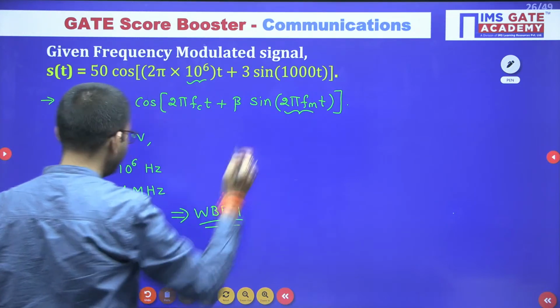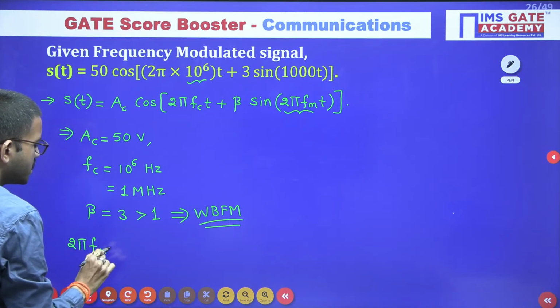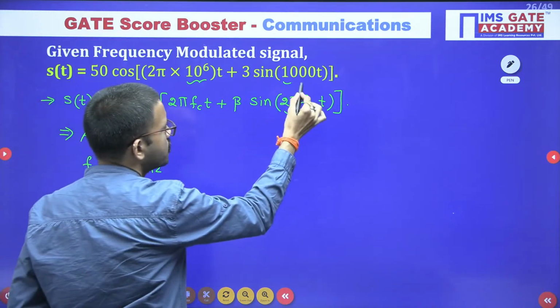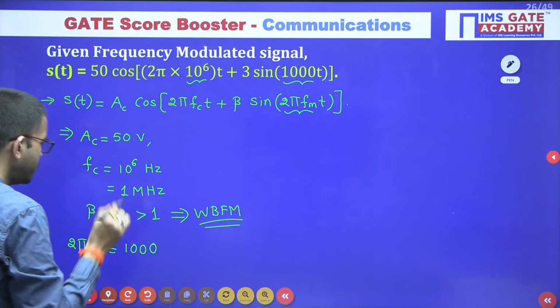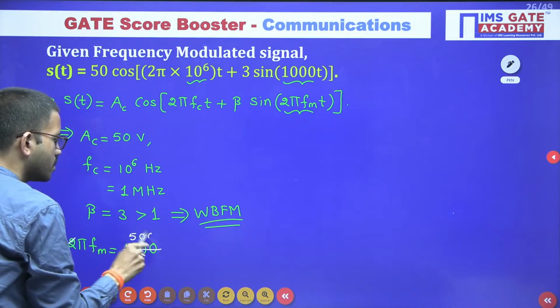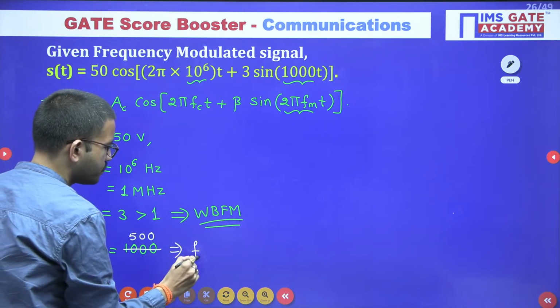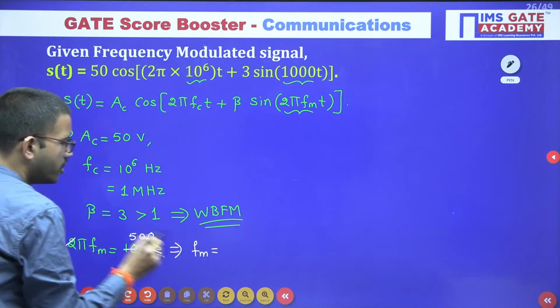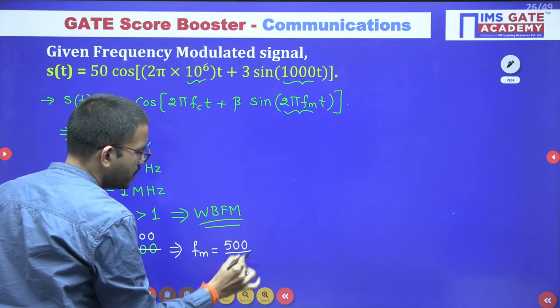Now, sine 2 pi FMT. Here you have 2 pi FM, which is equal to 1000. So 2 pi FM equals 1000, and from here you are going to get FM equal to 500 divided by pi.